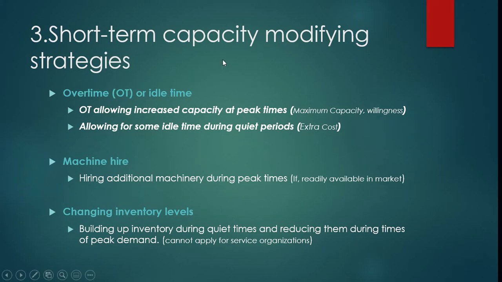Another short-term capacity modifying strategy is changing inventory levels. We can change our inventory levels to meet our future demand. So this is also one capacity modifying strategy, right? This is a short-term capacity modifying strategy: building up inventory during quiet times and reducing it during times of peak demand. So we are enhancing our inventory levels during quiet times, which means off-seasonal periods, and reducing our inventory levels at peak periods.